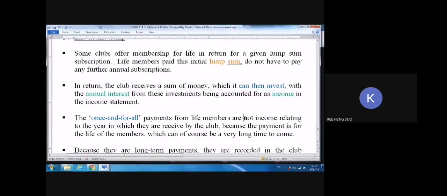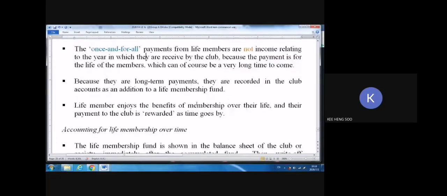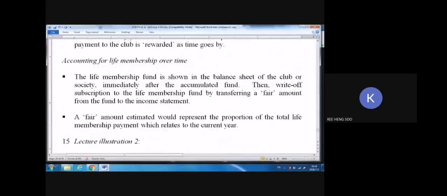It's not matching concept. It's not relating to the year when you receive. The payment is for the whole life, a very long time. Because it's a long-term payment, it is recorded in the club account as a life membership fund. So the life membership is shown immediately after the accumulated fund. Then you can write off a fair amount as an income.